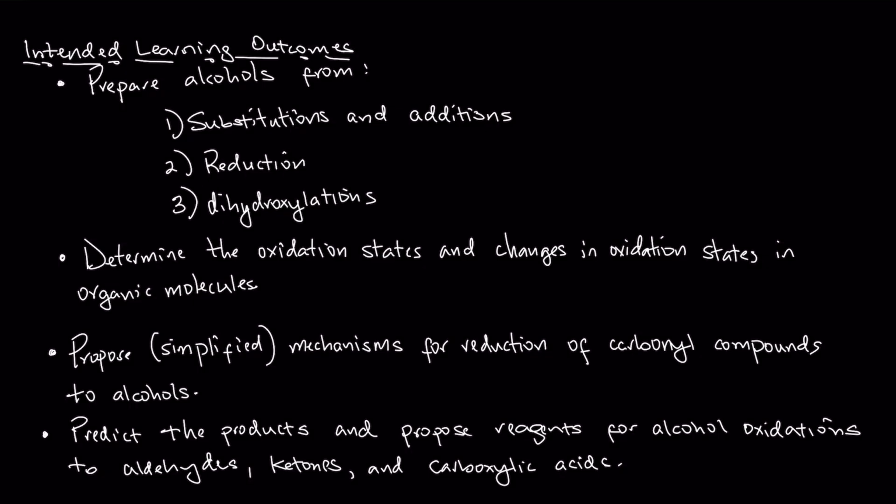It's my hope that by the end of this video, you'll be able to prepare alcohols from substitution and addition reactions that you have learned in the past, and then also a new reaction called a reduction that you're going to learn for the first time here in this video. You'll also be able to determine the oxidation states of atoms in organic molecules, as well as predict when an oxidation state has changed between molecules. You'd be able to propose simplified mechanisms for reduction of carbonyl compounds to alcohols, and then in a synthesis format, predict the products and propose reagents for alcohol oxidations to aldehydes, ketones, and carboxylic acids.